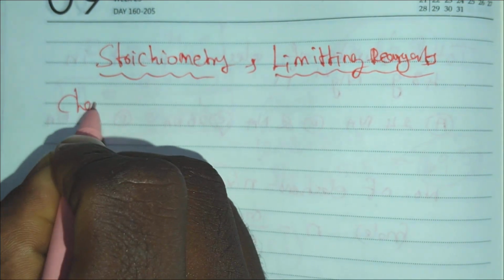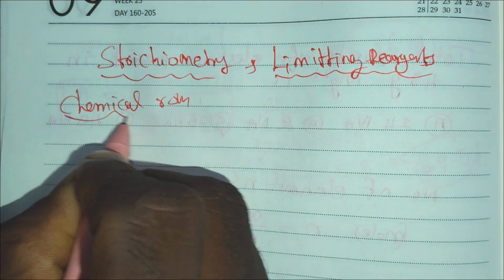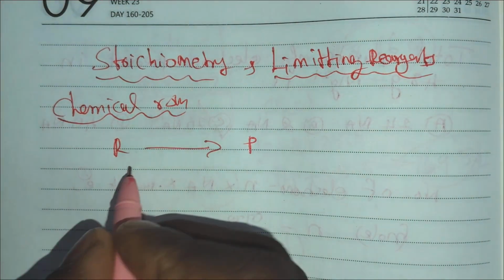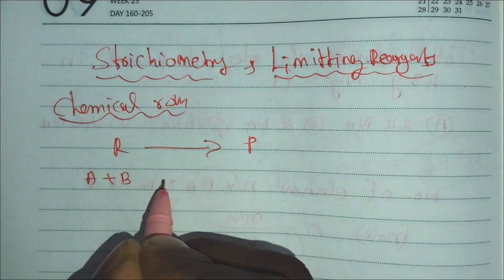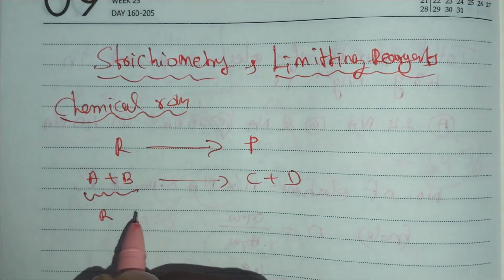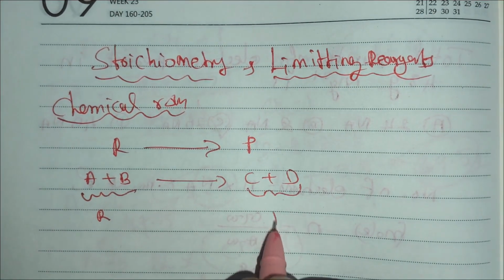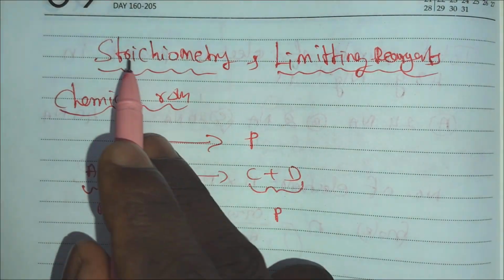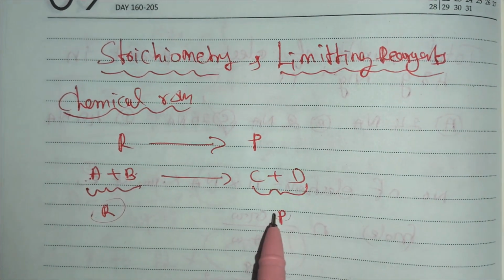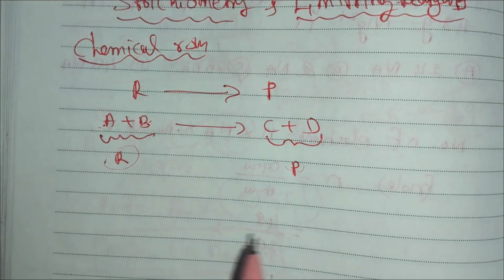Initially, a chemical reaction contains the reactants and the products. For example, A plus B gives C plus D. So A and B are the reactants and C and D are the products. Here the stoichiometry is nothing but the quantitative relation between the reactant and the product. So that is the stoichiometry.